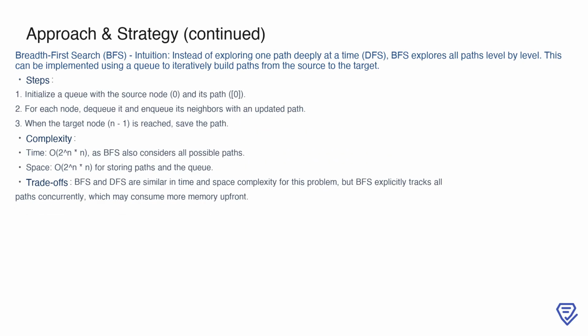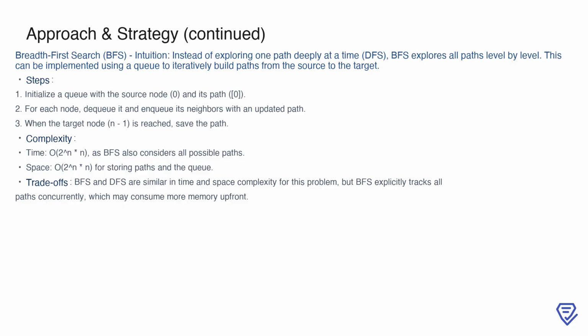Another approach we can use is breadth-first search, or BFS. Unlike DFS, which explores one path deeply before moving to the next, BFS traverses the graph level by level, exploring all possible paths simultaneously. This can be implemented using a queue to track the nodes and their associated paths. We start by initializing the queue with the source node, which is node 0, along with its path. For each node dequeued, we enqueue its neighbors, updating the path to reflect the nodes visited so far.